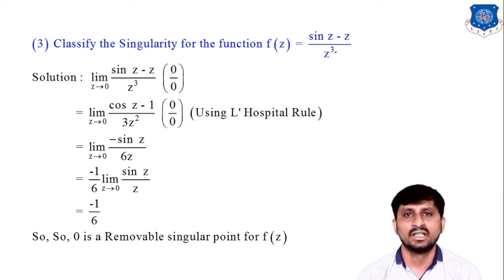Z upon Z cube. We can apply the same method here. Z tends to 0, limit of sin Z minus Z upon Z cube. Okay, clearly this is 0 by 0 form, because as Z tends to 0, sin 0 is 0, Z is 0, and in the denominator we have 0 also. So using L'Hospital rule, cos Z, the differentiation of sin Z, minus 1 upon 3Z square, right?